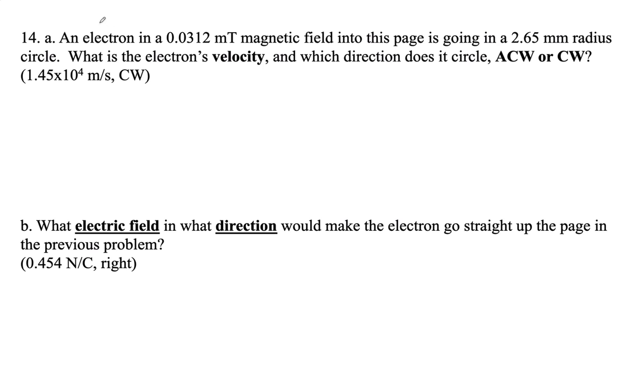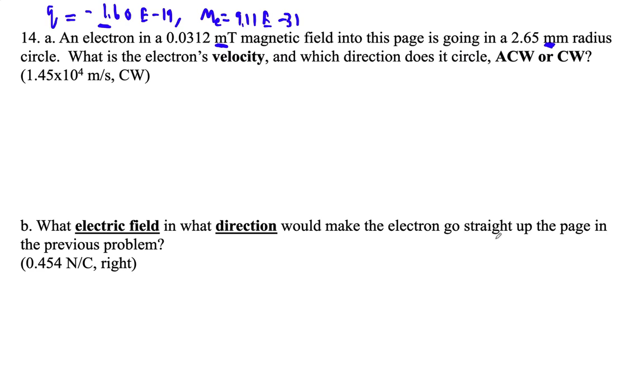Okay, so we've got an electron. Our charge is negative 1.60 e minus 19, and the mass of an electron is 9.11 e minus 31. Notice that that's milliteslas, which might throw you off, and this is millimeters.